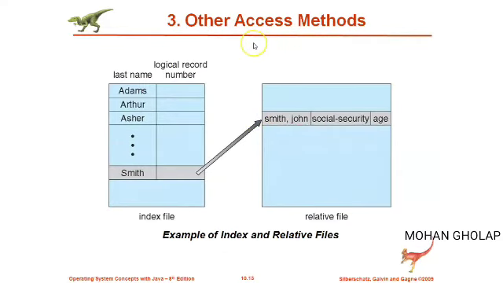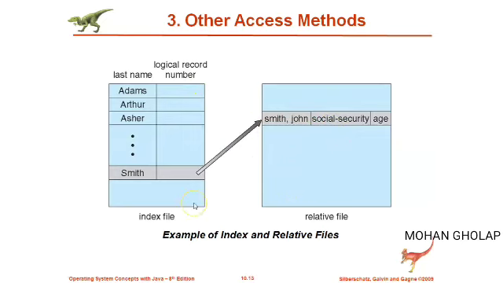After this there are some other access methods also, like using the index file and the relative file. When the number of blocks is large, instead of using the direct block number, your system will maintain a particular file, that is the index file, and in this index file there will be two columns. The first one has the last name, and the second has the logical record numbers. Based on this, a corresponding entry in the relative file, the actual file table, will be looked up.